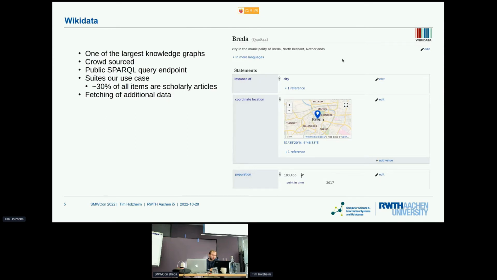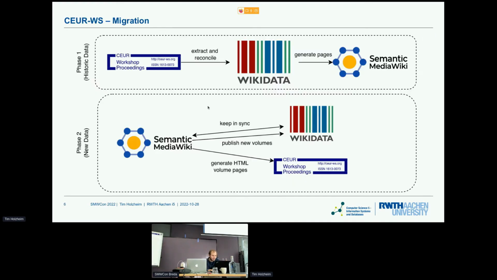this case, because 30% of all items in Wikidata are scholarly articles, so adding the papers that are published in CEUR-WS is really helpful to increase the visibility and the queryability of the data.